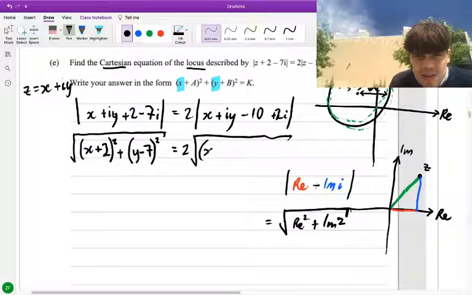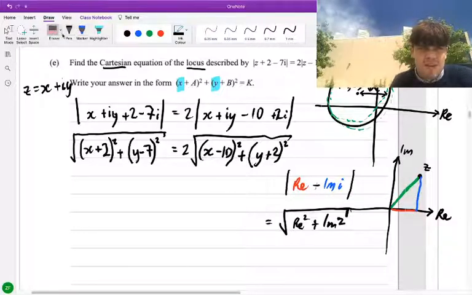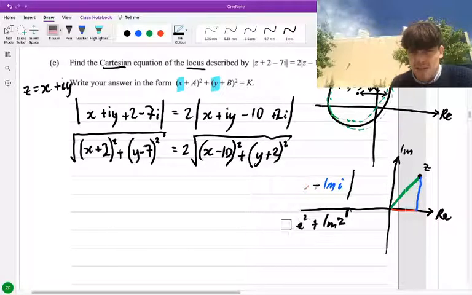That's going to be x minus 10, that's the real part. We'll square that, Pythagoras theorem, plus we'll get our imaginary part, which is y plus 2, and that's squared. Okay, now this is looking scary.